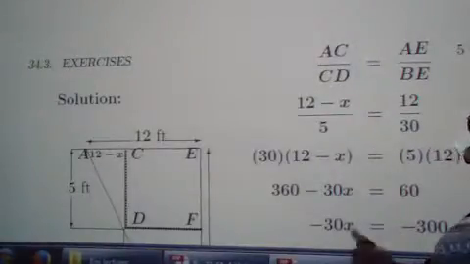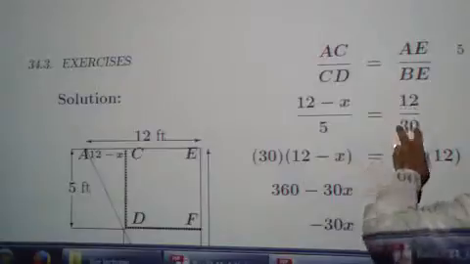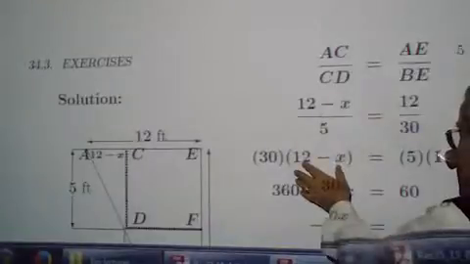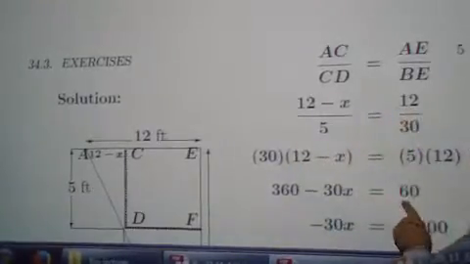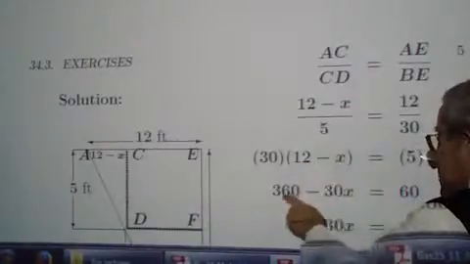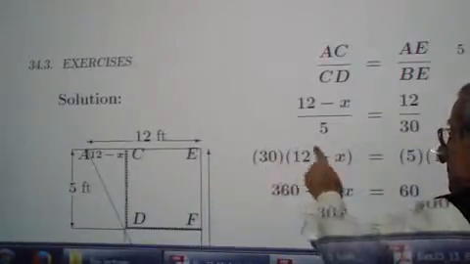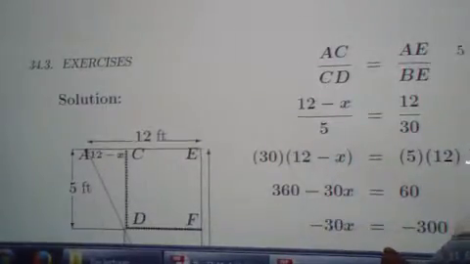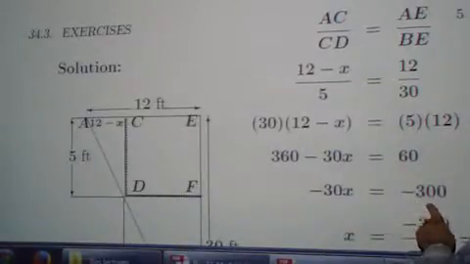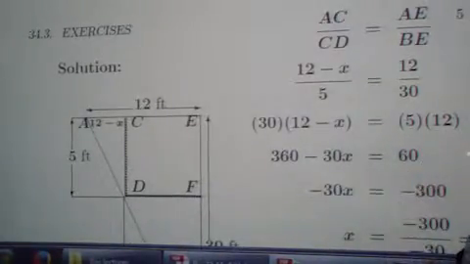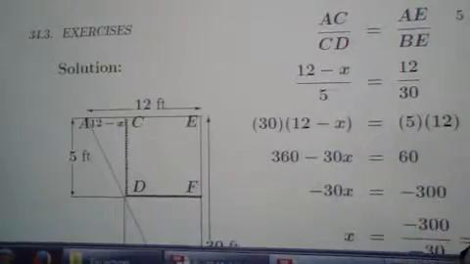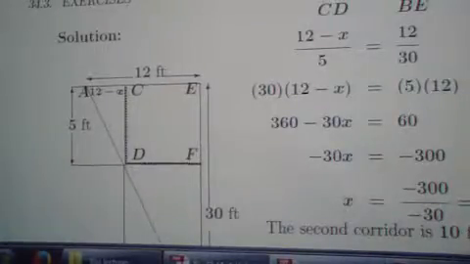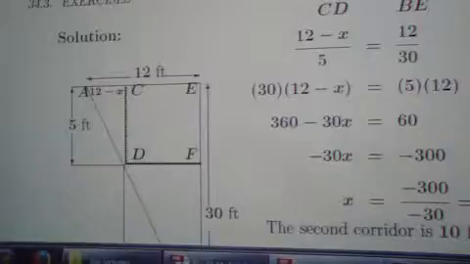So if you draw this and you figure out you have 12 minus x is to 5, as 12 is to 30. You cross multiply, you get 30 times the quantity 12 minus x, which is 5 times 12 or 60. You distribute the 30, you get 360 minus 30x. Subtract 360 from both sides, that's negative 300. So negative 30x is negative 300, or x is 10 feet. The second corridor is 10 feet wide.